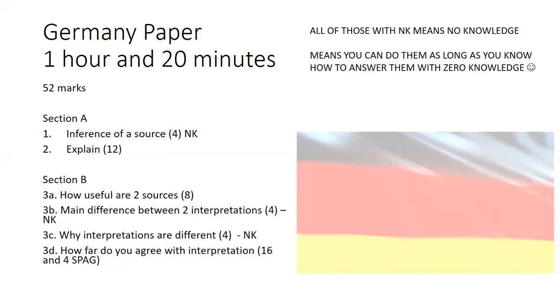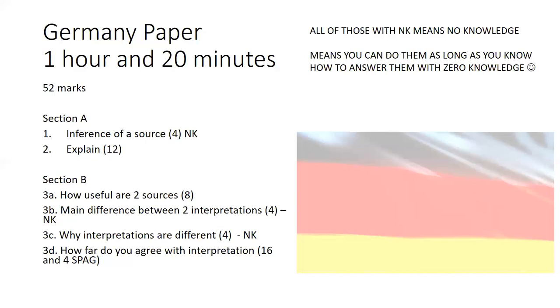So section B includes a how useful are 2 sources, an 8-marker. This is where you do your COP, and it's the same question you get on the Western front paper. The next 3 questions are new types of questions that you would not have done at GCSE yet. Luckily, 2 of them require 0 knowledge, and it's about how you answer them.